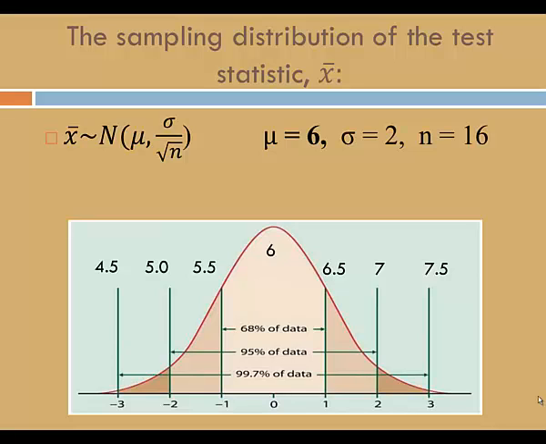If we assume that the population distribution is normal, then the sampling distribution of x-bar will also be normal. The mean of the sampling distribution is the same as the mean of the population distribution. The standard error of the mean is sigma over square root of n. The assumed value of mu is 6, sigma equals 2, and n equals 16. So, x-bar is normally distributed, centered at 6, with standard error of 1/2.